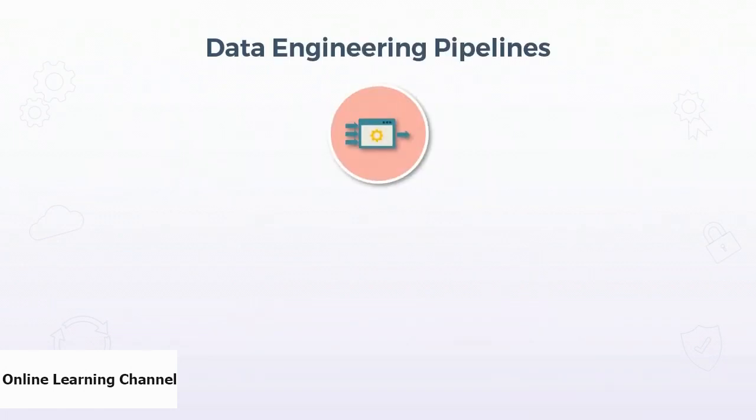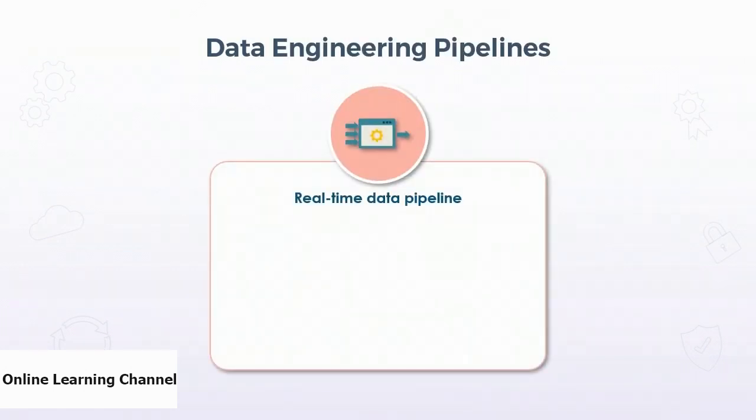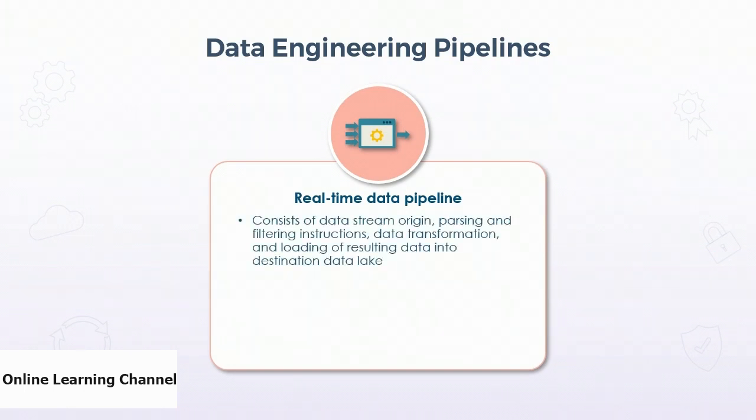Next, let us discuss the case for real-time data. In the case of streaming or real-time data, the pipeline structure typically consists of the origin of the data stream, parsing and filtering of the data into smaller individual events, and then filtering the reduced data set to events of interest for the particular use case. From there on, the pipeline structure consists of data transformation and then loading the data into destination data lake.